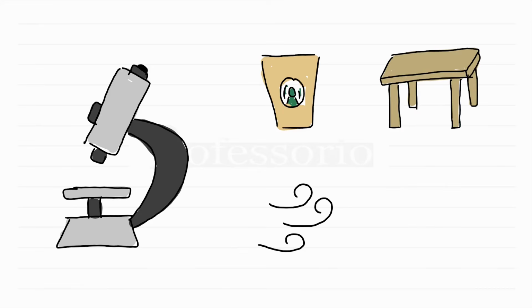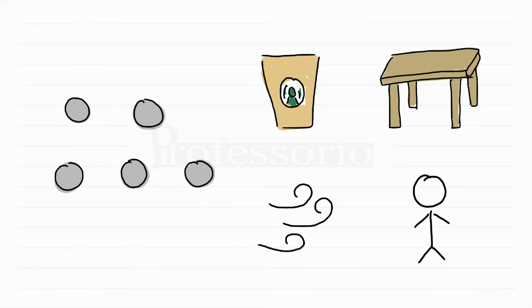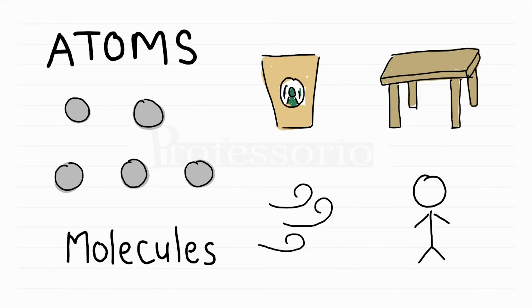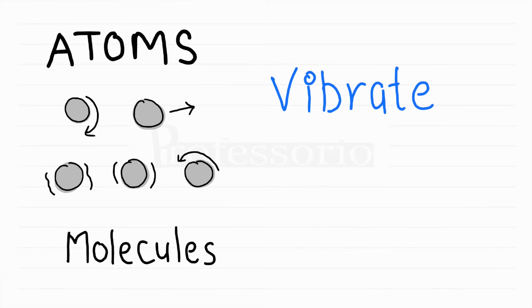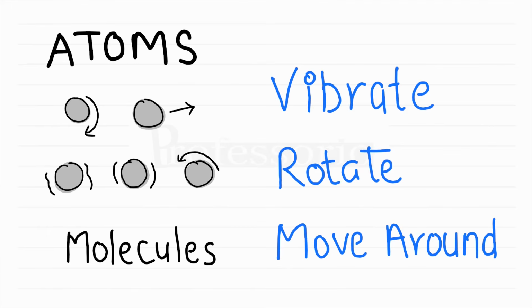So they looked deeper and found that everything, the coffee cup, the table, the air, even you, is made up of tiny particles called atoms and molecules. These particles are always in motion. Sometimes they vibrate in place, they rotate, and sometimes they move around freely.